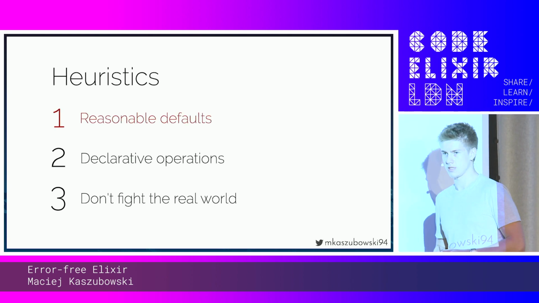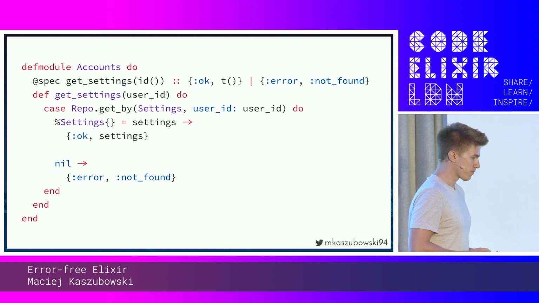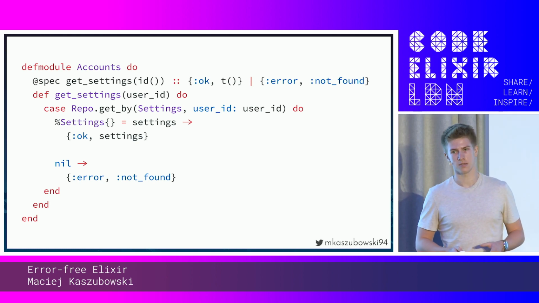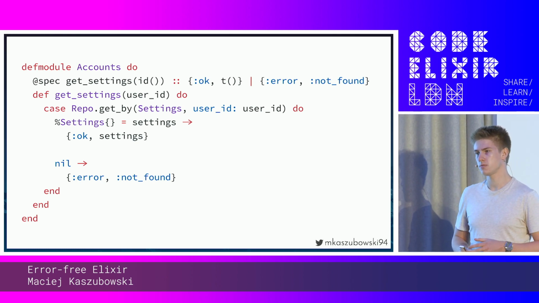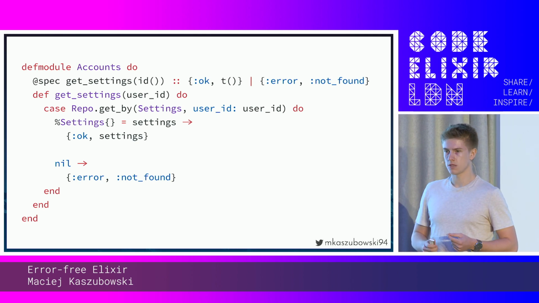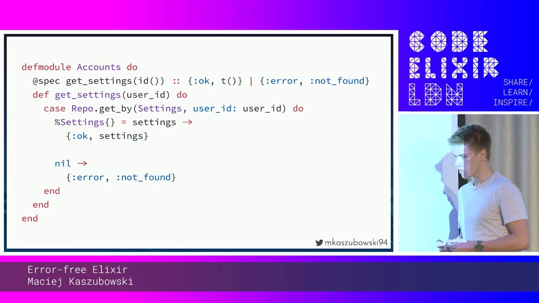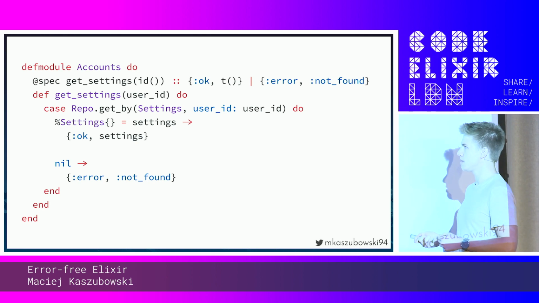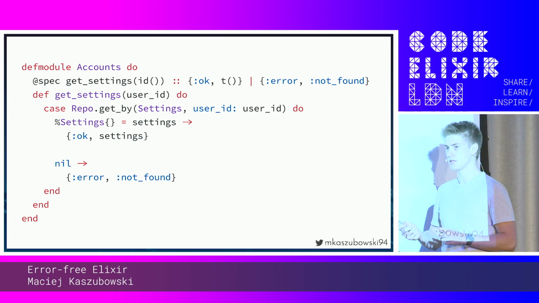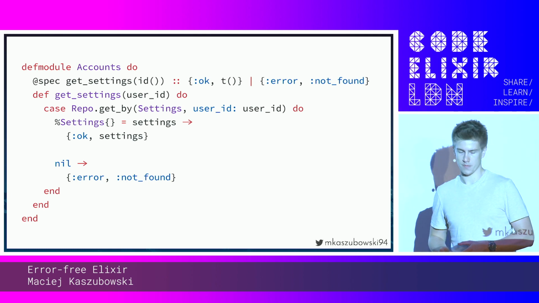And the simplest one is using defaults in a nice way. So let's look at this code. This code is used to fetch some settings. In our systems, we have used this code to store things like whether the user wants to receive a notification or not for different kinds of actions. And we had code that fetches the setting from the database. If the data is here, it returns an OK tuple. If the data is missing, we return an error tuple.